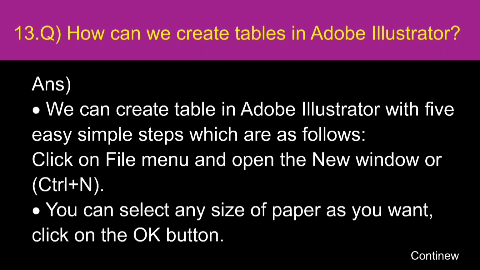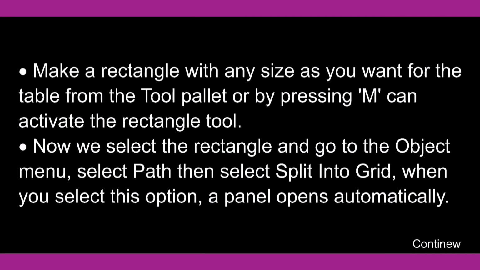How can we create tables in Adobe Illustrator? We can create a table in Adobe Illustrator with 5 easy simple steps, which are as follows. Click on the File menu and open the new window, or Ctrl+N. You can select any size of paper as you want. Click on the OK button. Make a rectangle of any size as you want for the table from the tool palette, or pressing M can activate the rectangle tool.